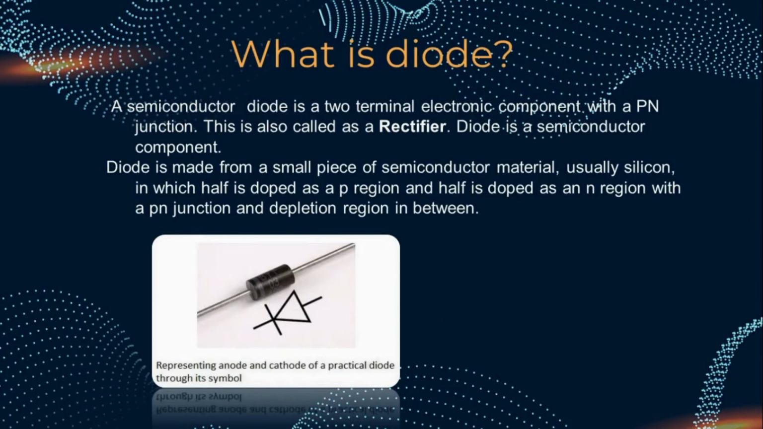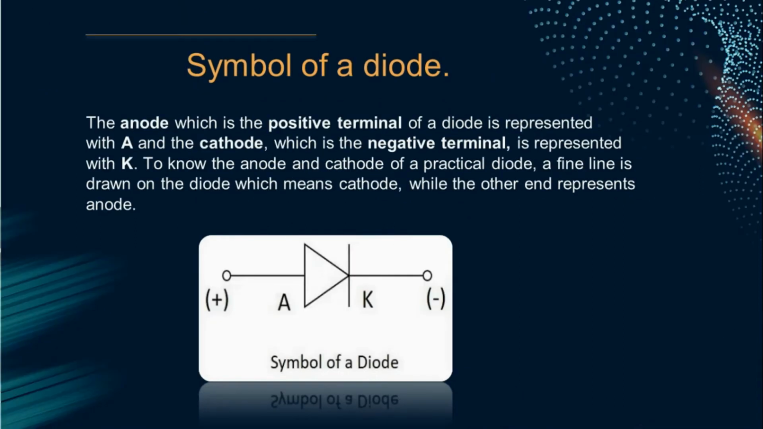What is a diode? A semiconductor diode is a two-terminal electronic component with a p-n junction. This is also called a rectifier. A diode is a semiconductor component made from a small piece of semiconductor material, usually silicon, in which half is doped as a p region and half is doped as an n region, with a p-n junction and depletion region in between.